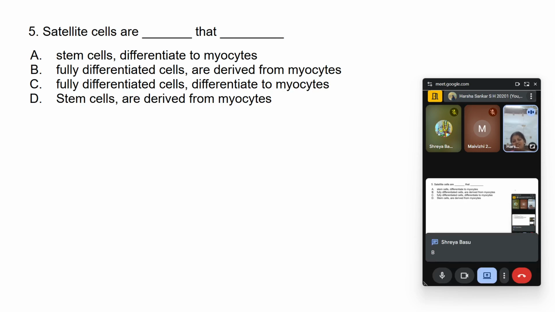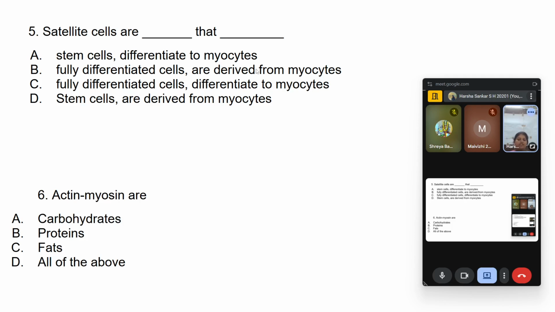Satellite cells are fully differentiated cells, isn't it? Satellite cells have a particular peculiarity. As sir mentioned in the class, they can be used in repair after injury. They are very research-interesting cell types. So, will they be fully differentiated or stem cells? The correct answer is stem cells that differentiate to myocytes. Okay.